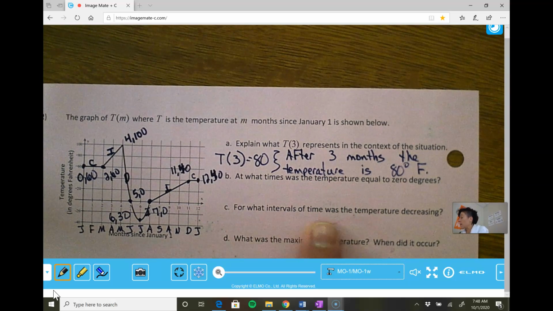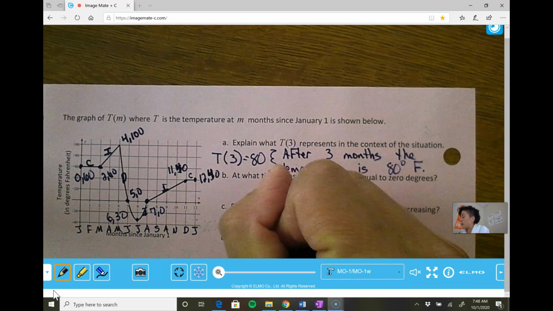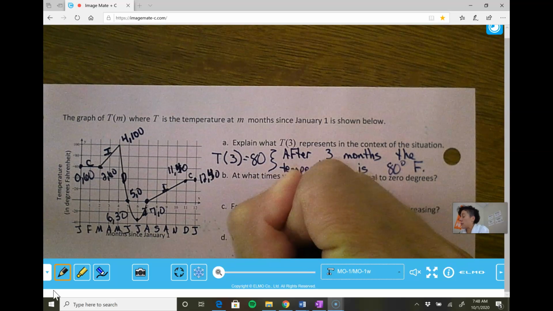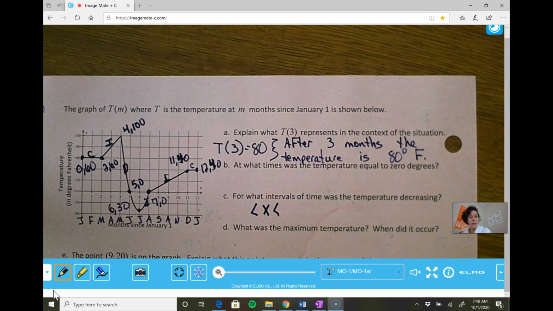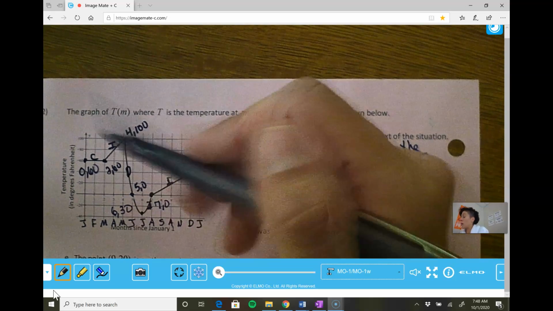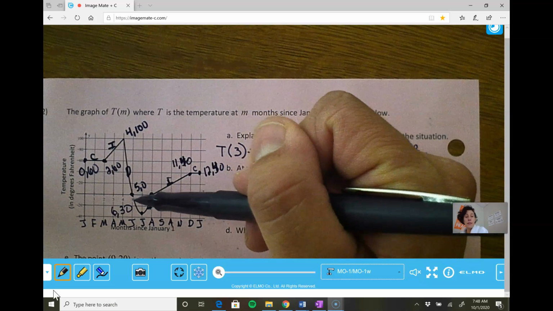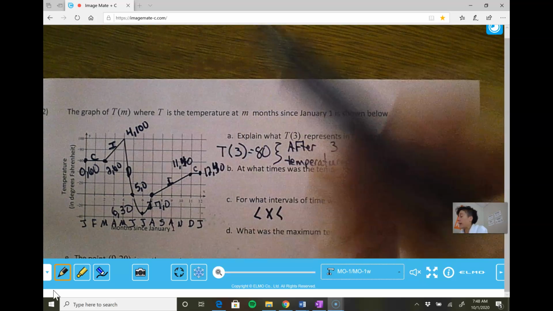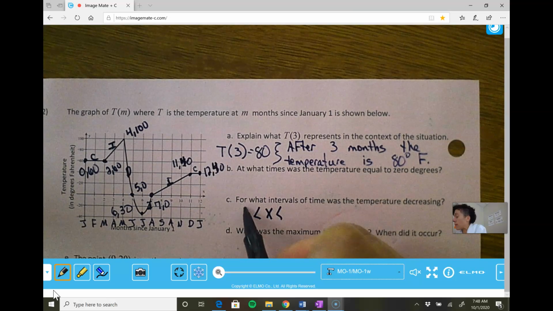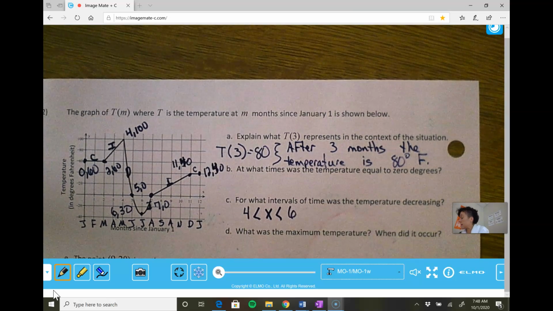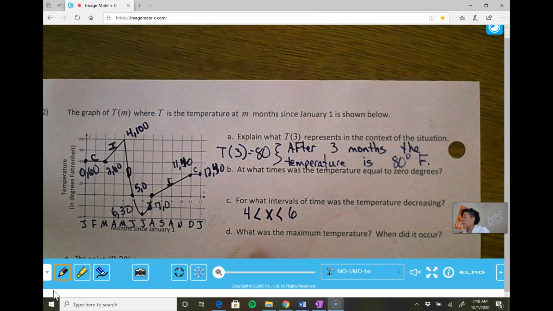So for what intervals of time was the temperature decreasing? So I'm going to be using X. You can use T for time, or M for months, I'm sorry. And then where does it start? And it decreases, decreases, decreases, all the way down here, which is that 6 value. So from 4 to 6. I'm going to let you answer this one.